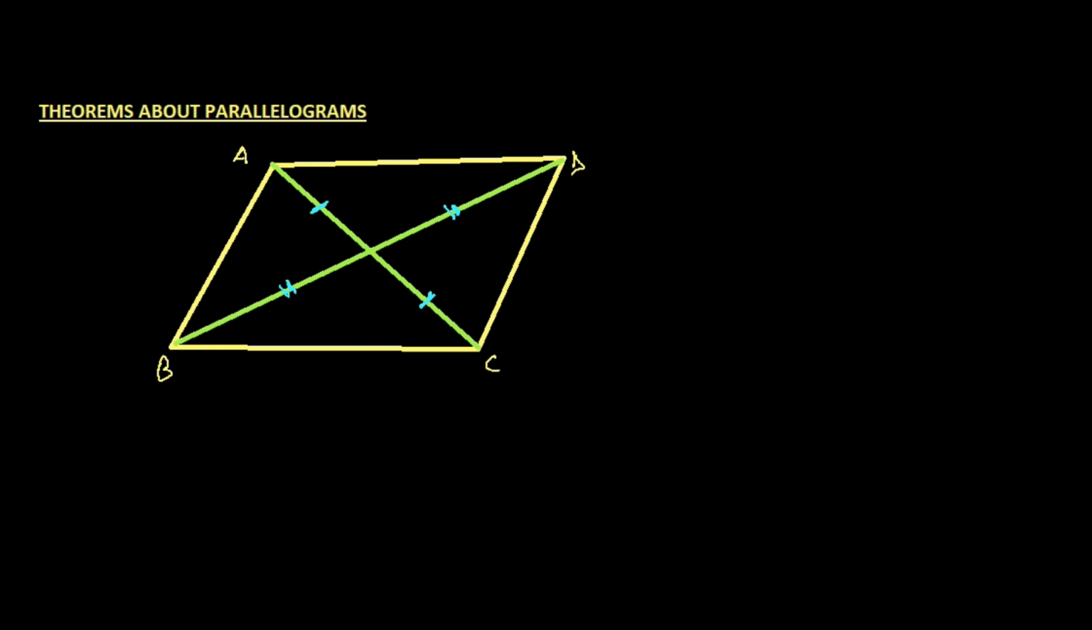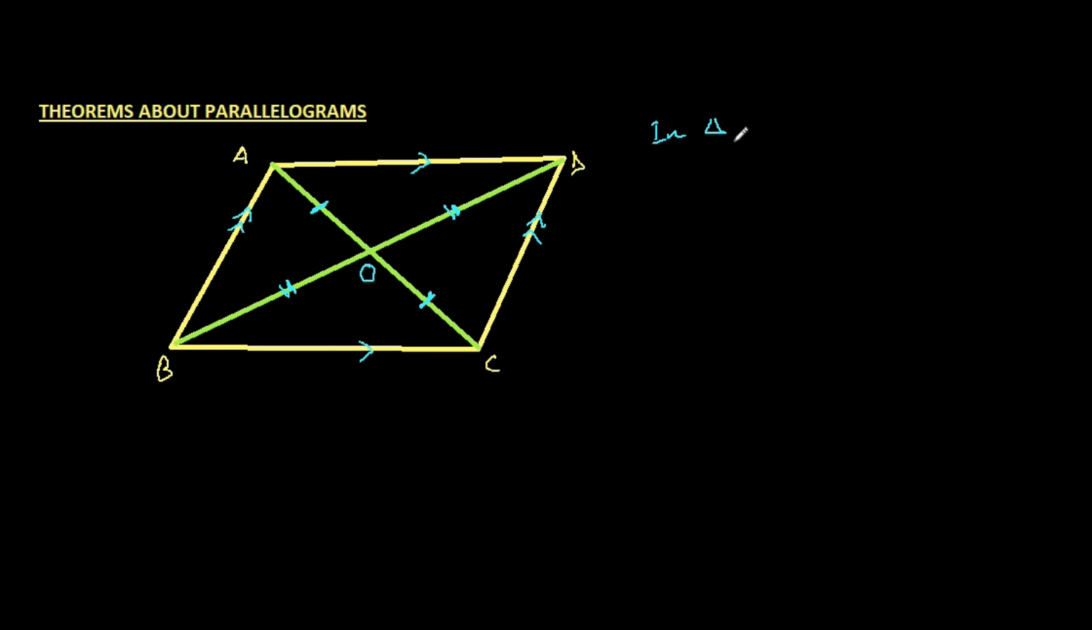Now since we know that this is a parallelogram, we can easily say that this line is parallel to this line and that this line is parallel to this line. So that goes without saying. It's the definition of parallelograms that the opposite pairs of lines are going to be parallel to each other. So we know that. So now let's look at two triangles here. So let me name this center point as O.